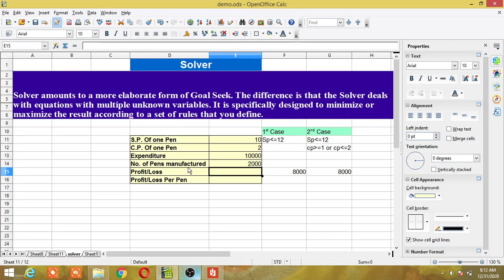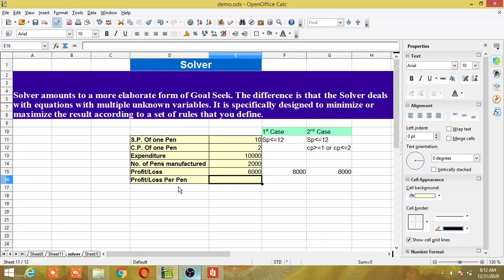So here I'll use the same formula, that is equal to. Now the quantity is in this cell, that is E14. I will multiply this quantity with the selling price minus cost price. Now finally I will subtract the expenditure. So this will give me the profit or the loss for our plant.